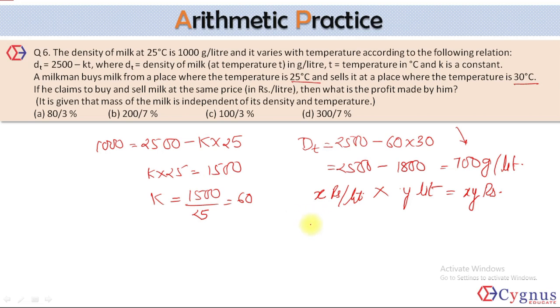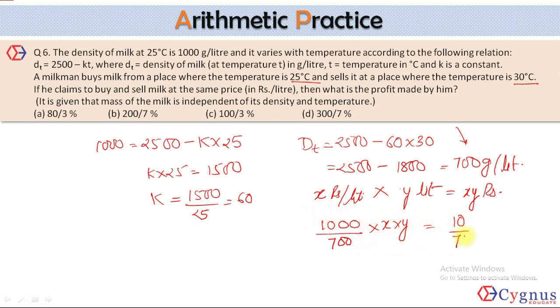The quantity will remain same. That means he is going to make some profit here. So now the price will become how much? 1000 by 700, and it was Y, so I'll multiply it by Y. So after selling that milk, whose density is 700 grams per liter, he is going to make how much money? 1000 by 700 into XY.